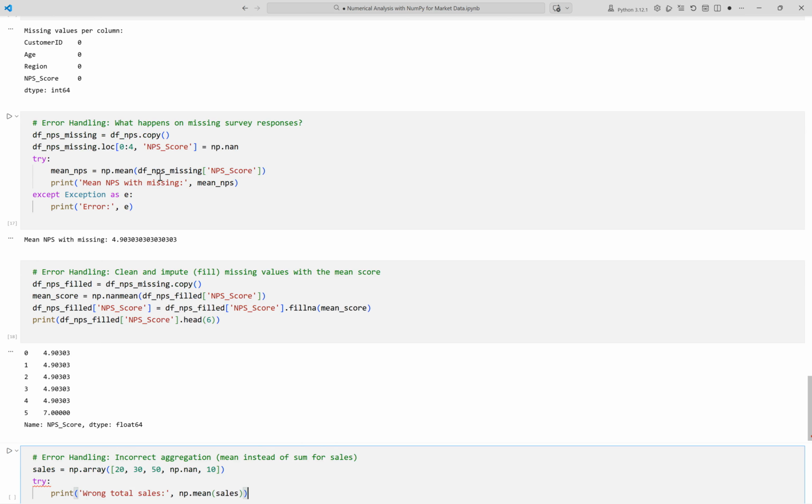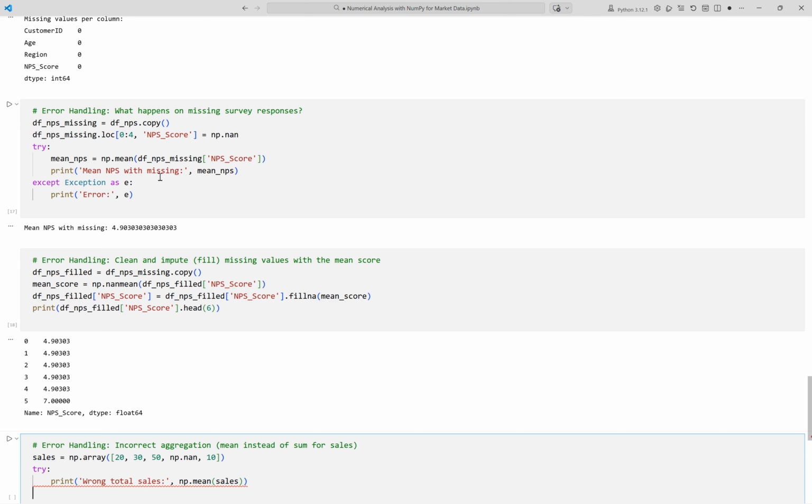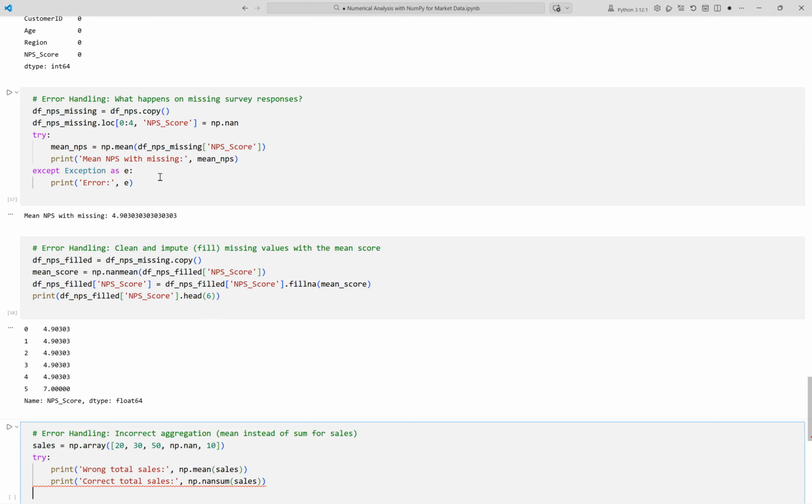np.nansum provides the correct total by ignoring missing values. Always double-check which aggregation matches the business question. If an error occurs, it is shown for easy debugging.